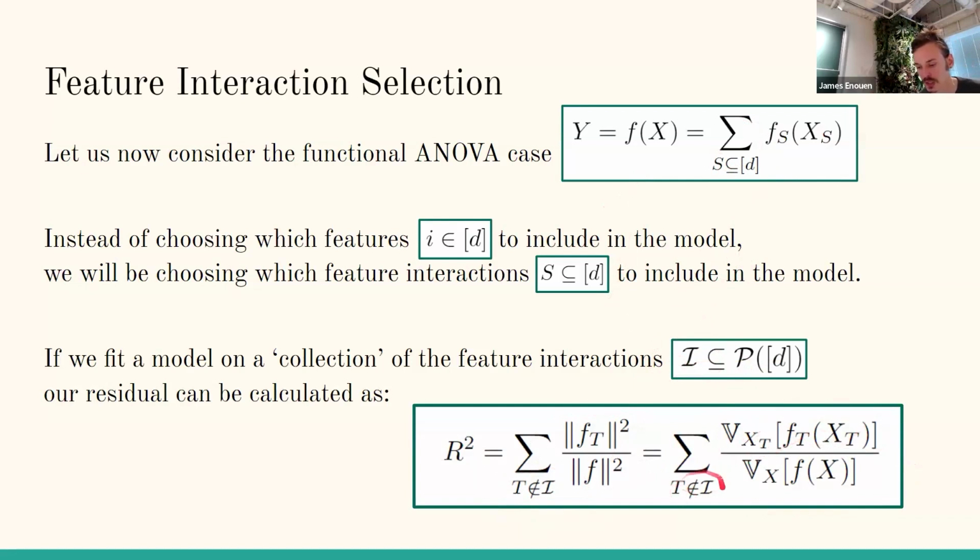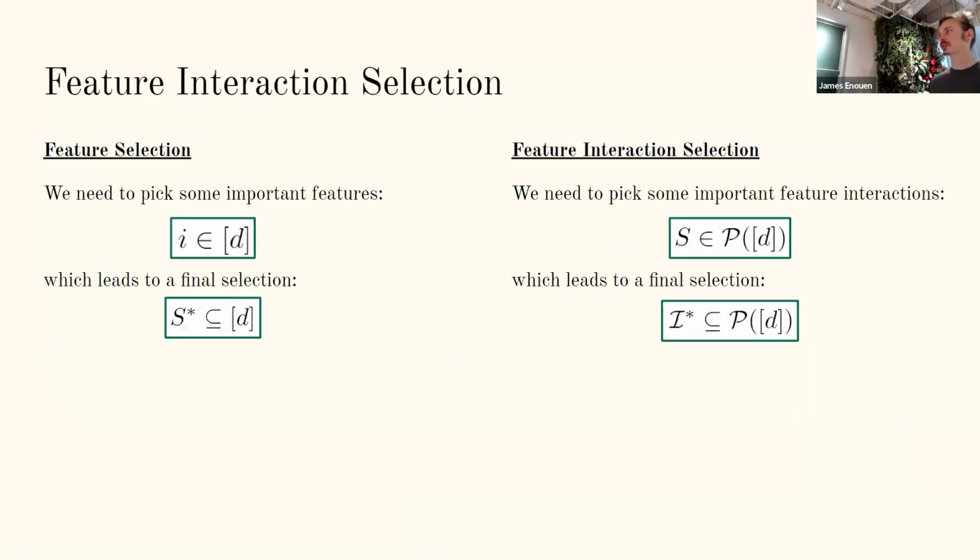So these are all the feature interaction terms which we did not include in our model, and we have the variance of that function, again, R squared normalized by the original function. Okay, so then just to draw these parallels, for feature selection, we need to pick important features, which are I in the set of D, and that leads to a selection S star, which is a subset of D. And then in the feature interaction case, we're now picking S, which are in the power set of D, and our final selection is a subset of that power set, I star. So that's our collection I star.